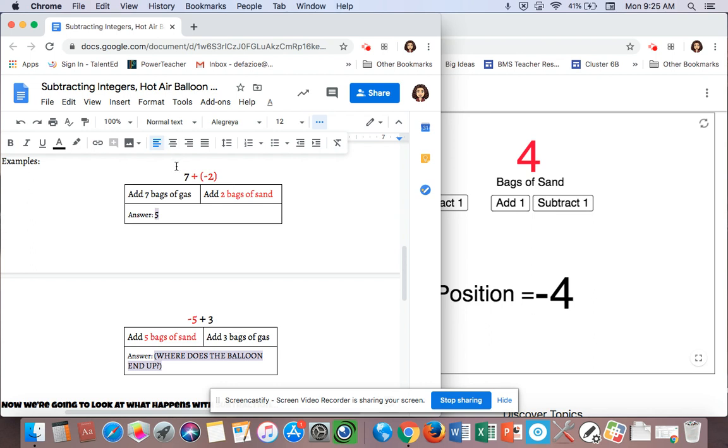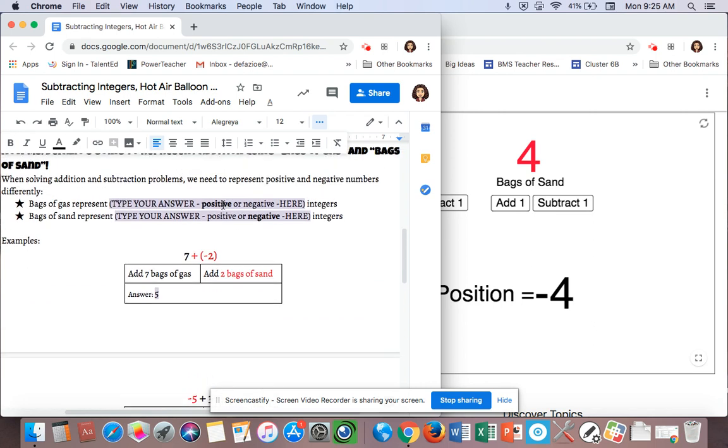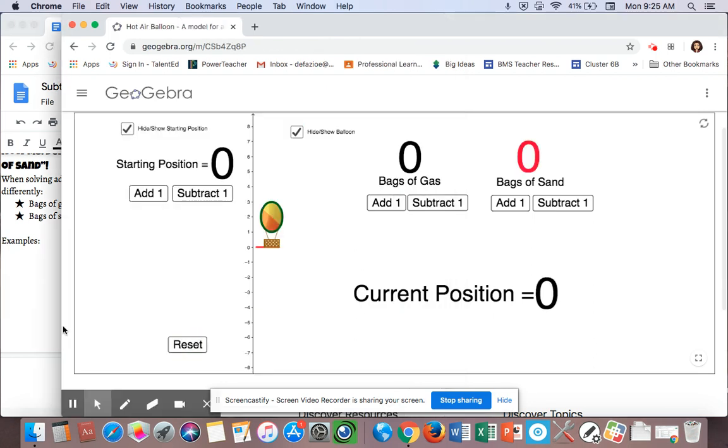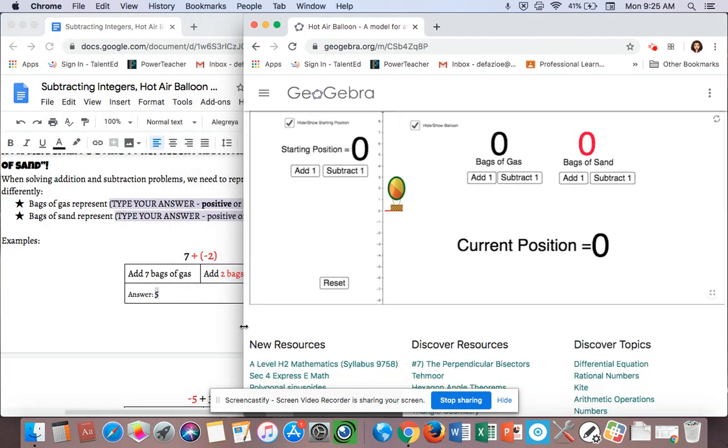So again, positive numbers represent bags of gas. So I have a +7, which means I'm first adding 7 bags of gas. See if I can see both of these at the same time.